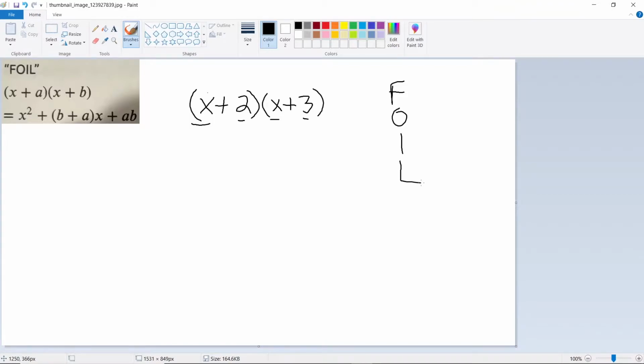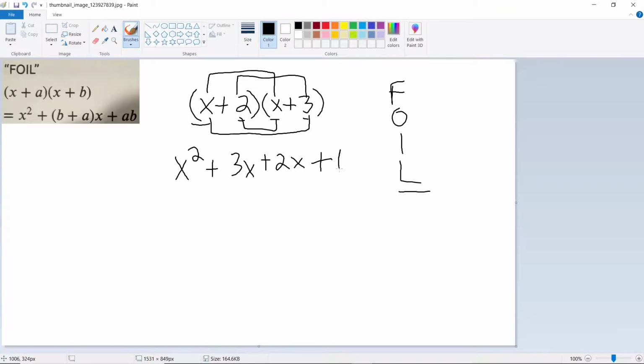So it's first times first. x times x is x². And then outside times outside. x times 3 is plus 3x. Inside times inside. 2 times x is plus 2x. And then last times last. 2 times 3 is 6. Now, most people would automatically add like terms. That's what you do when you're dealing with variables, is you add like terms. This would be x² + 5x + 6.